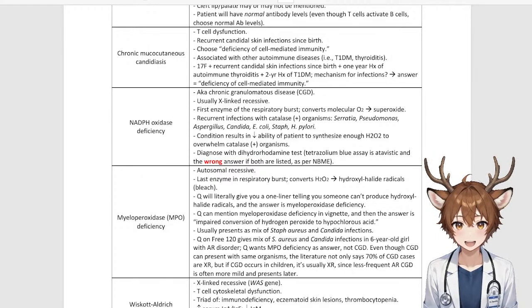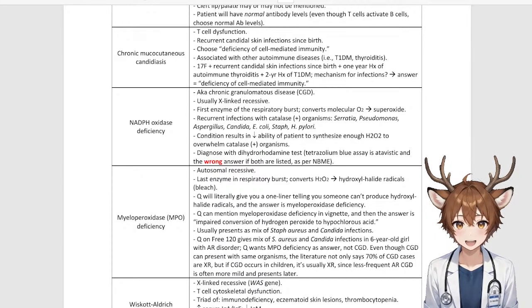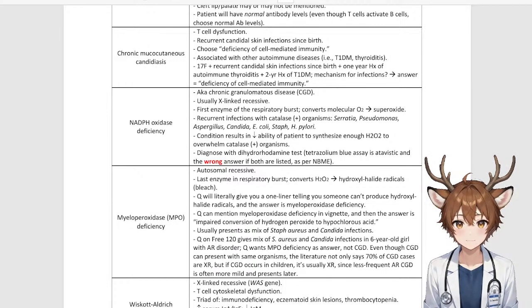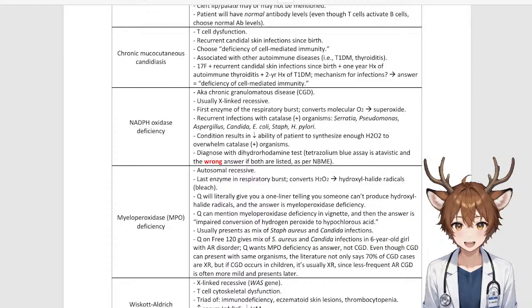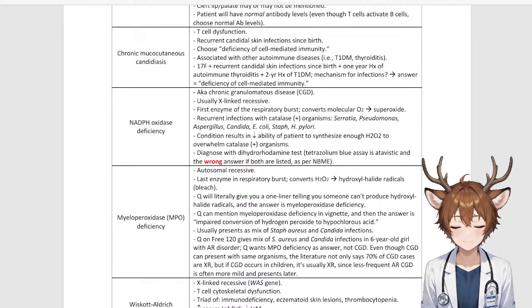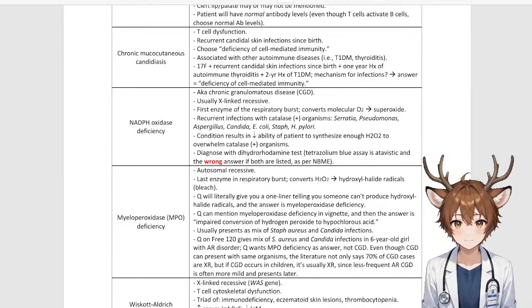Diagnosed with the dihydrorhodamine test. The tetrazolium blue assay is the archaic and the wrong answer if both are listed, as per NBME. So you go for the dihydrorhodamine test. Don't go for the tetrazolium blue assay if both of them are listed. Go for dihydrorhodamine if both are listed. The dihydrorhodamine test is what you want to go for.